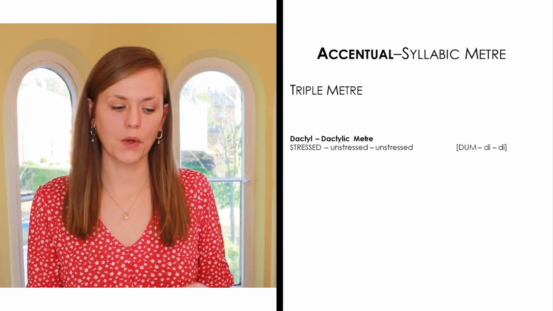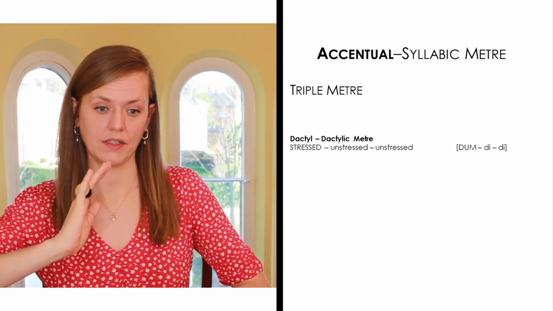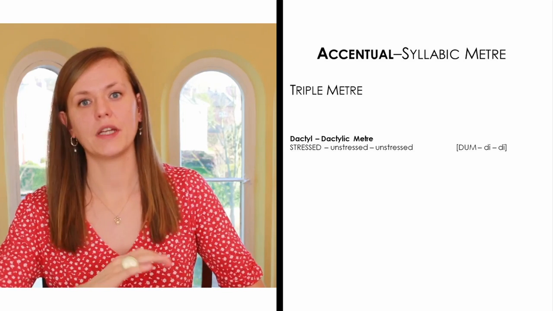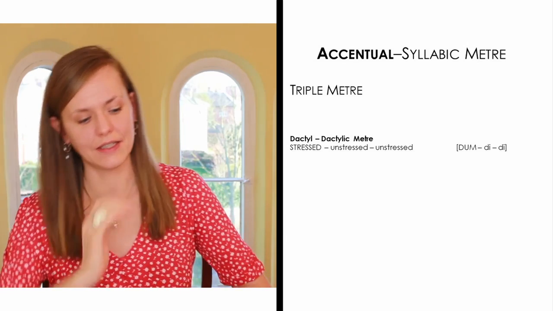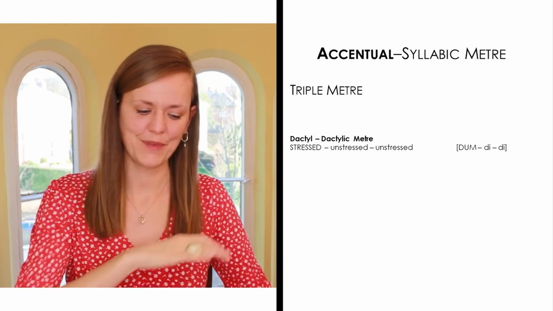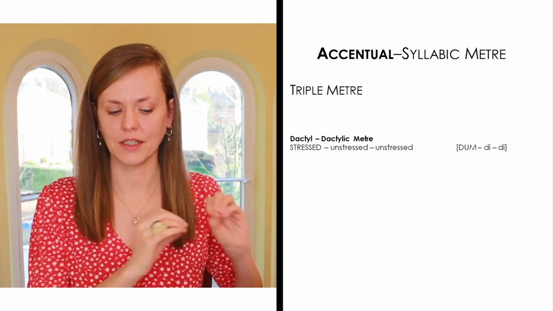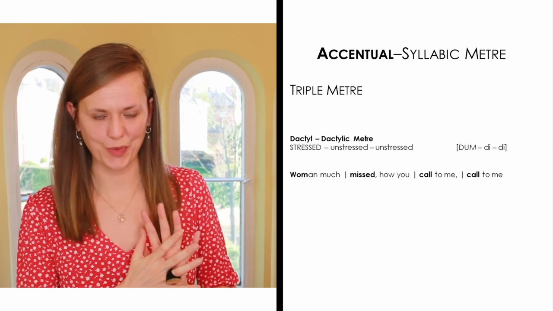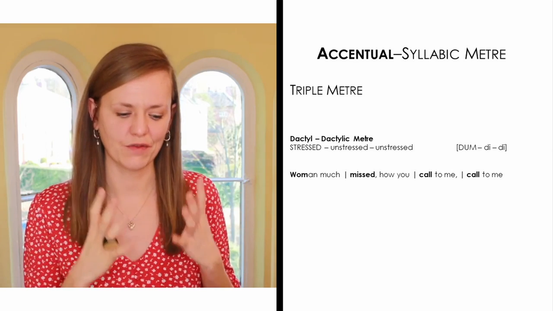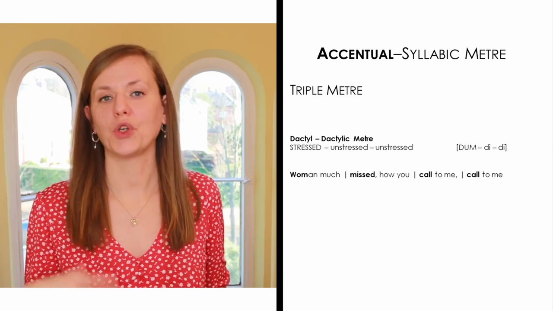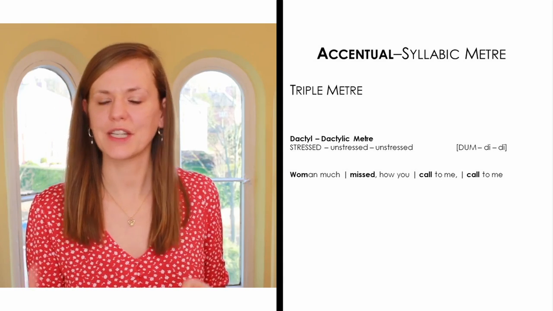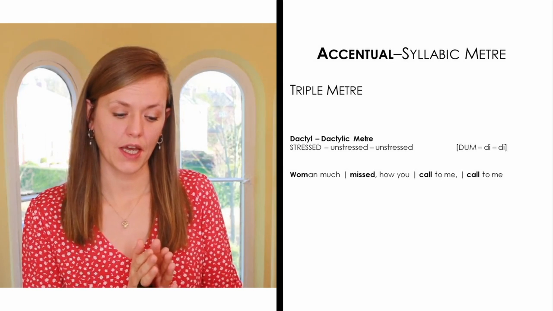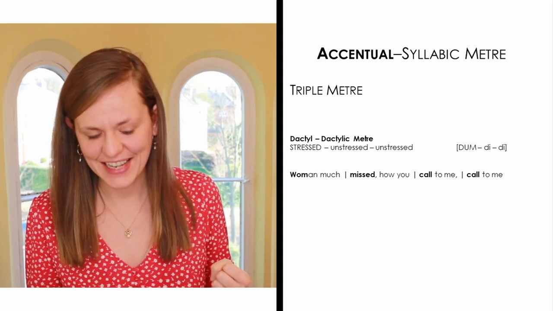Okay, so the opposite of anapaestic meter, we can think of a bit like a trochee. So trochees, as I said, are where the emphasis is on the beginning of each metrical foot, so dum-di, and a dactyl is dum-di-di, dum-di-di, dum-di-di, dum-di-di. So stressed, unstressed, unstressed. So back to our earlier Hardy example, right from the beginning. This is the voice. Woman, much missed, how you call to me, call to me. You can see that the emphasis is on the first part of each metrical foot. So this is dactylic tetrameter.